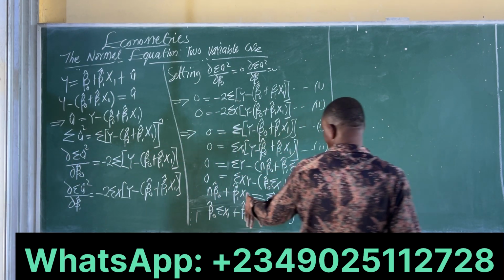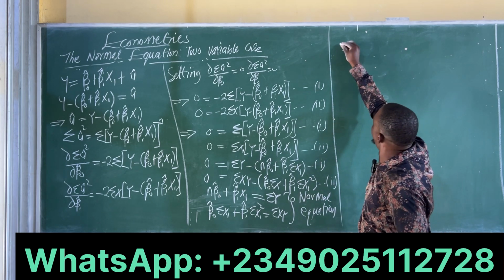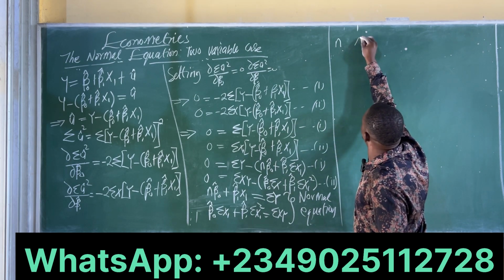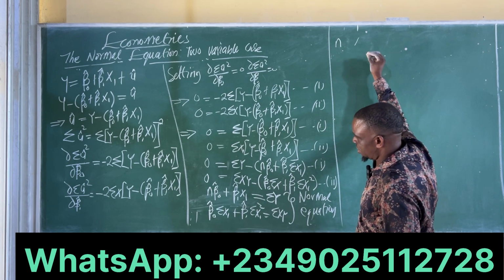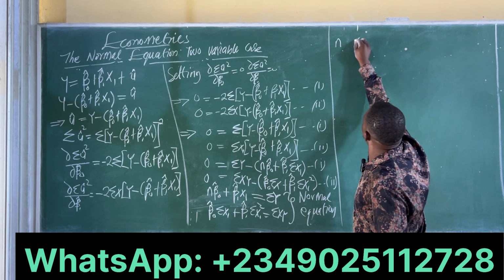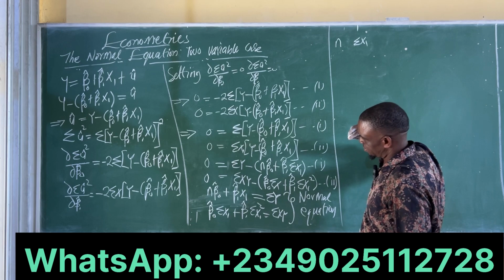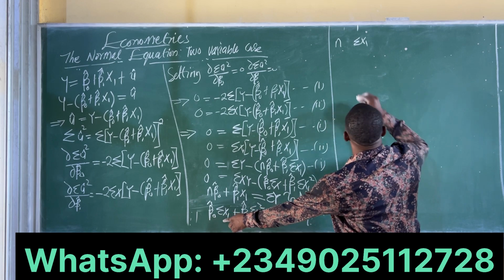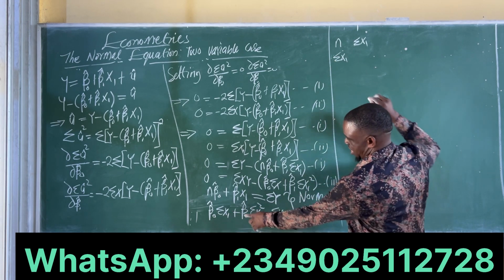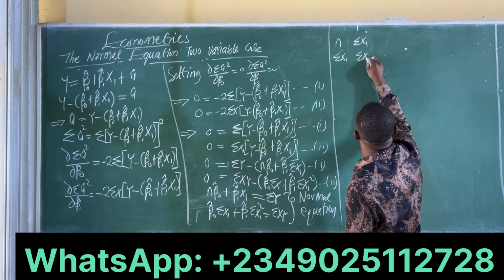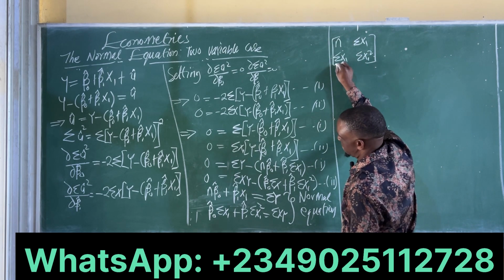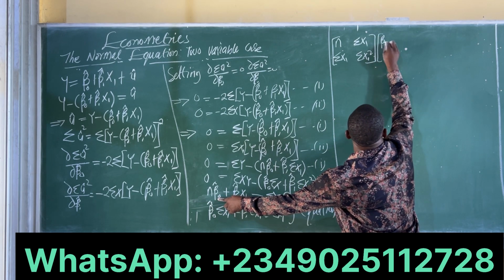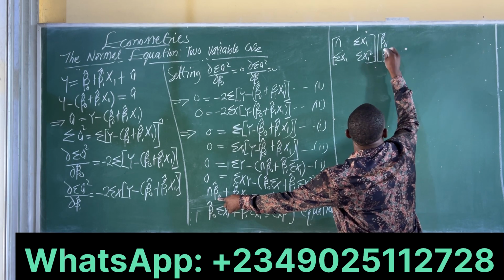In writing this normal equation in an augmented matrix, we'll have n, that is n here, and then summation x1, summation x1, and then here we have summation x1 square. And so we have the parameters as beta 0 hat and then beta 1 hat.